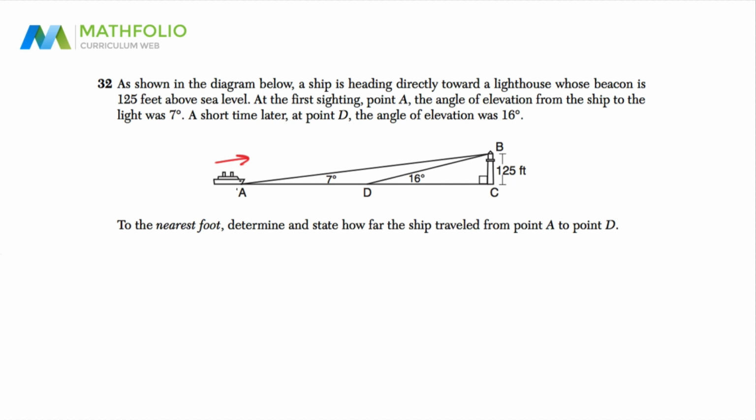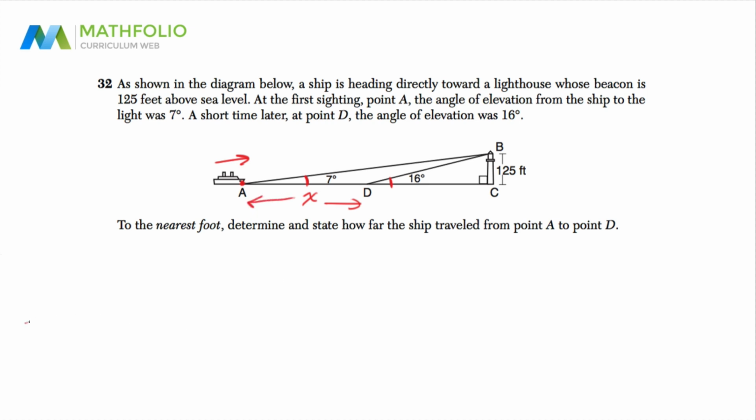At first sighting, at point A, the angle of elevation is 7. So 7 is this distance, this angle rather, up here. And then at the second sighting, a short time later, at point D, the angle of elevation is 16. So he's determined to the nearest foot and determine and state how far the ship traveled from A to D. So let's call that X. X is how far it traveled between them.